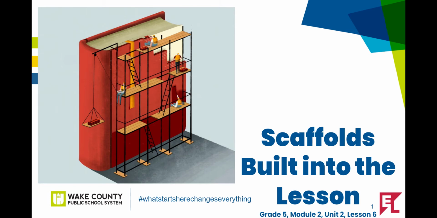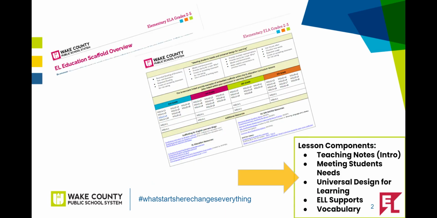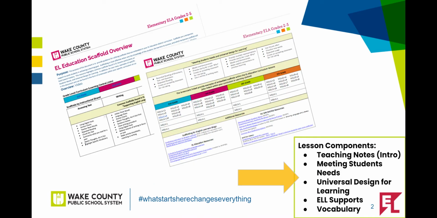Throughout this learning opportunity, we'll focus on examples of scaffolds that already exist within EL Education lessons using Lesson 6 from Grade 5, Module 2, Unit 2. An EL Education Scaffold Overview document for elementary ELA grades 2 through 5 can be found in Learning Central under the appendix within each grade level module and in the teacher planning tools for your grade level curriculum. Please refer to this document for additional supports as you plan.